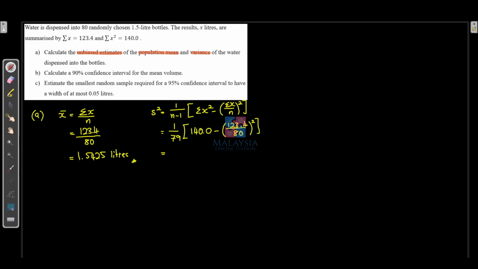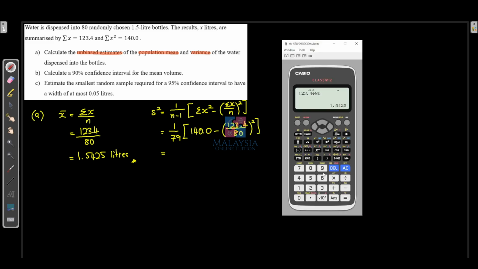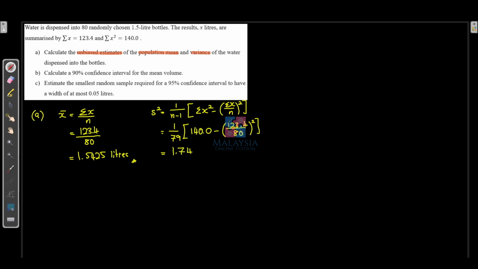So for the unbiased estimate of the population variance, 123.4 divided by 80, and then we square this, then 140 minus the answer and then divide by 79. We get the unbiased estimate of the population variance to be 1.74 liters squared, correct to 3 significant figures. And that's all for question number 1, part A.